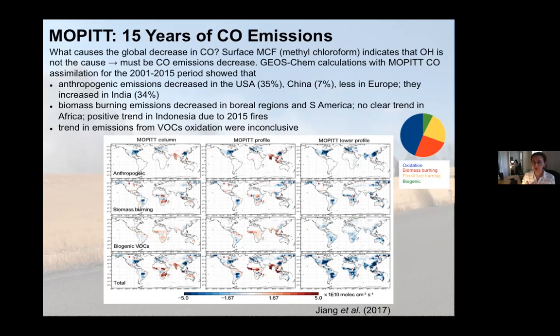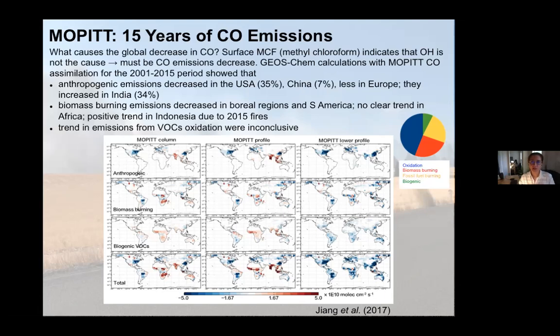Is there more OH and thus it destroys more CO, or is it because CO is changing? And they figure out, looking at methyl chloroform, that OH is not changing, so the cause for the trend is CO emissions. And then they were able to calculate emissions from different sources, and they figure out that anthropogenic emissions are decreasing very dramatically in the USA, China, and less in Europe, but they're increasing over India. And biomass burning is mostly decreasing in the boreal regions and in the Amazon.